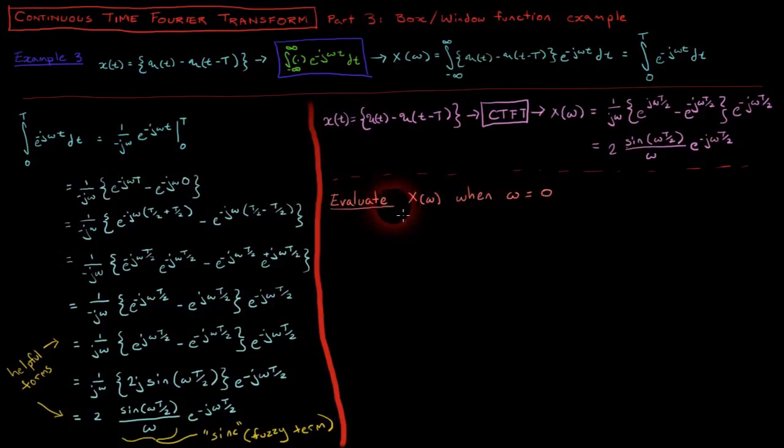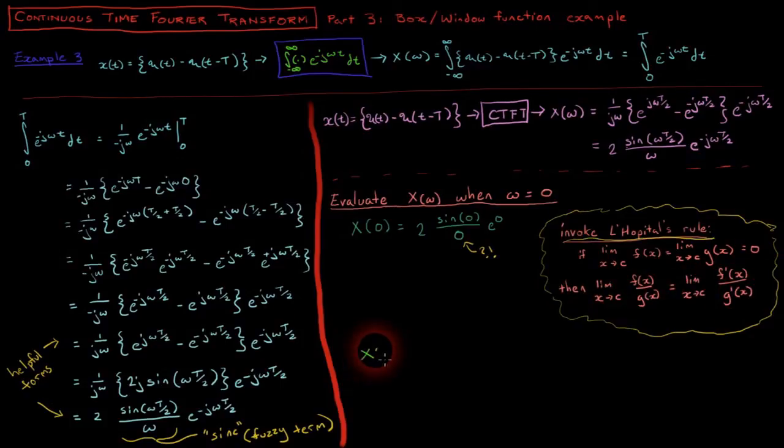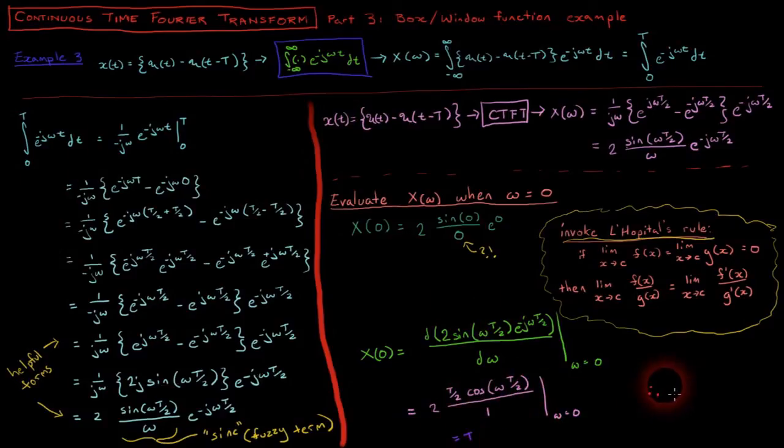Our next task is to plot X of omega, and to do that we'll need some test points. Generally, when plotting by hand, we just look for the key points. Begin by evaluating X of omega when omega equals 0. To evaluate the function at omega equals 0, we must invoke L'Hopital's rule. The derivative of the numerator simplifies to capital T cosine of omega t over 2, and the derivative of the denominator is 1. So capital X of omega is equal to capital T when omega is equal to 0.